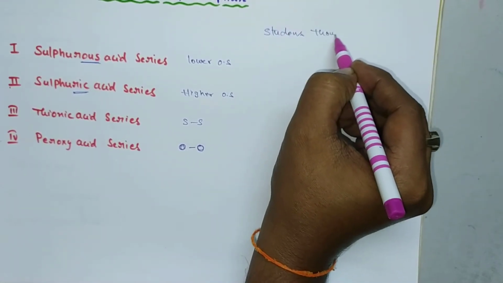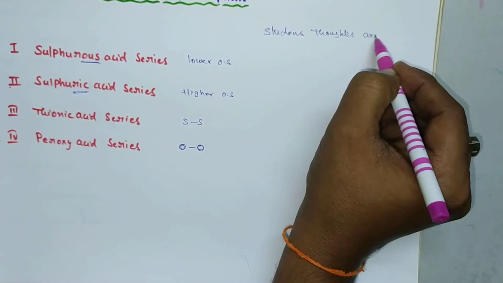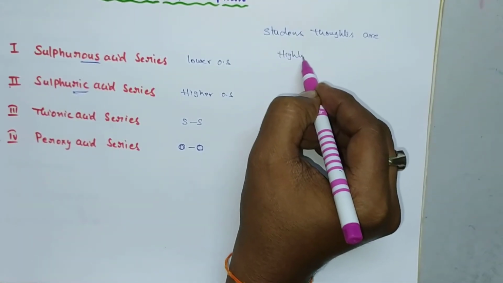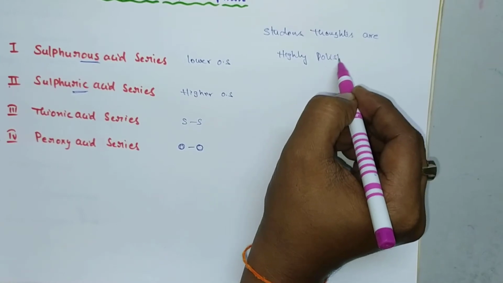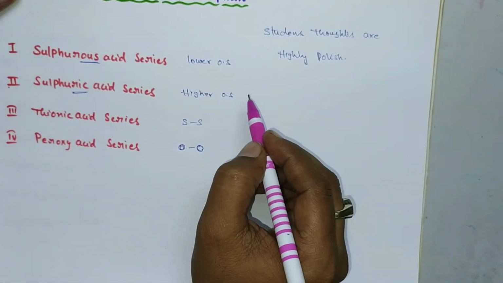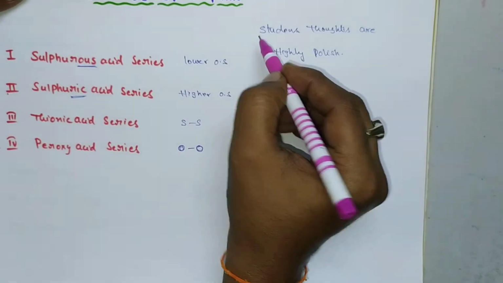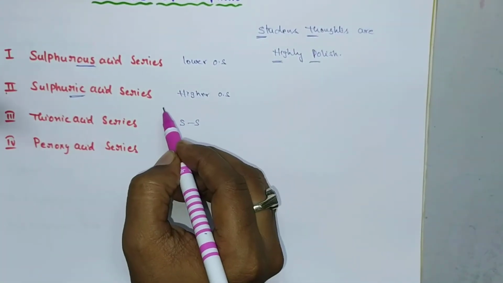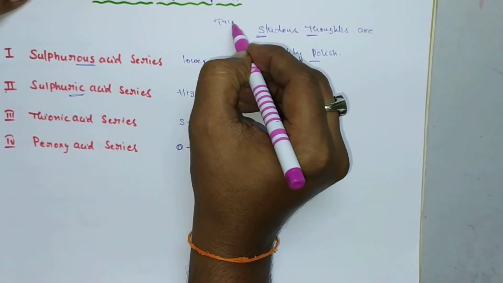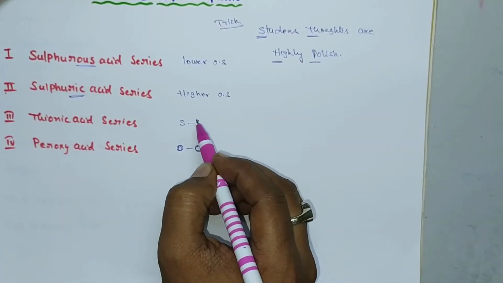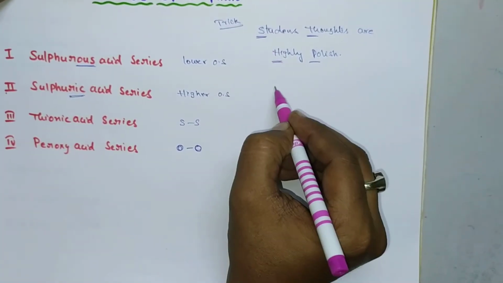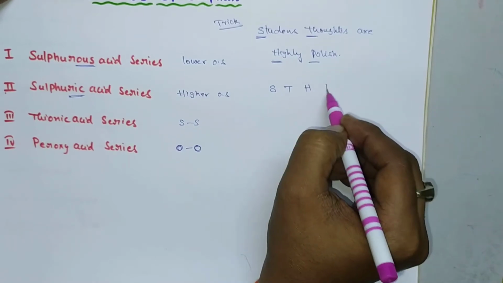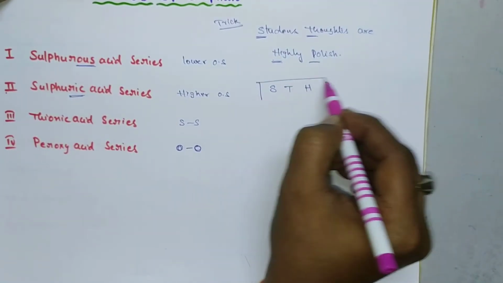Students' thoughts are highly polished, because all the students are generally most intellectual. That's why the student thoughts are highly polished. Okay, so this is a trick to remember all the oxo acids. Here we are considering: student thoughts are highly polished. So you have to remember this one.